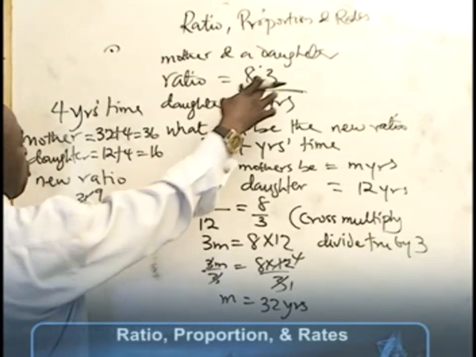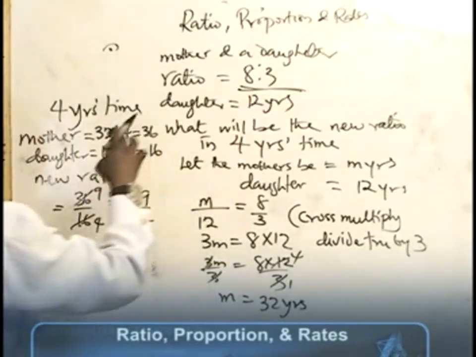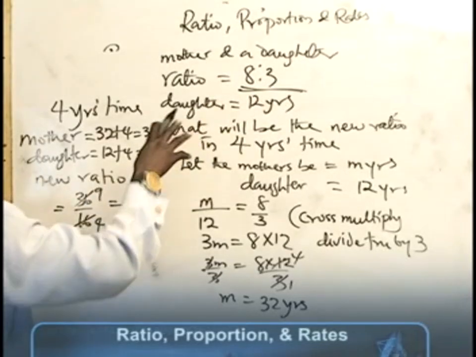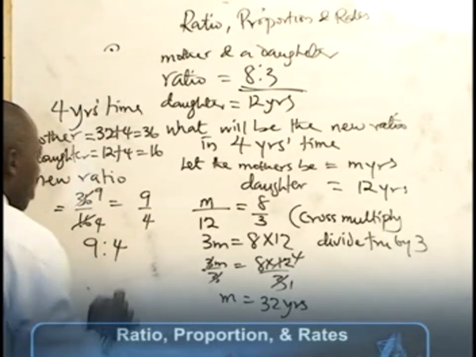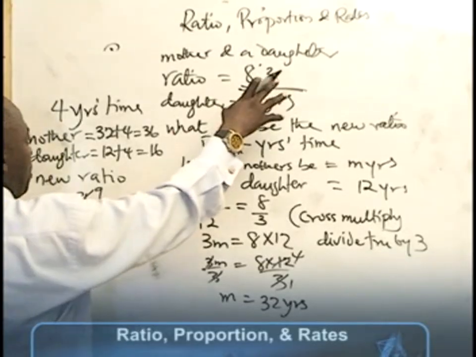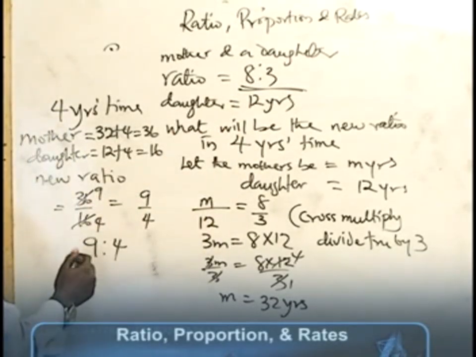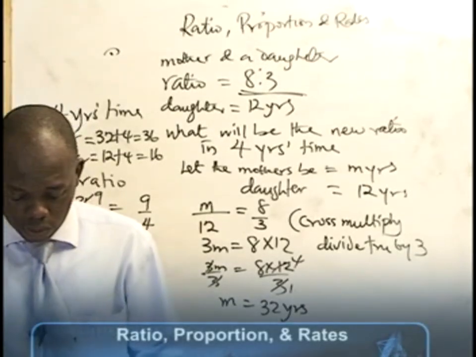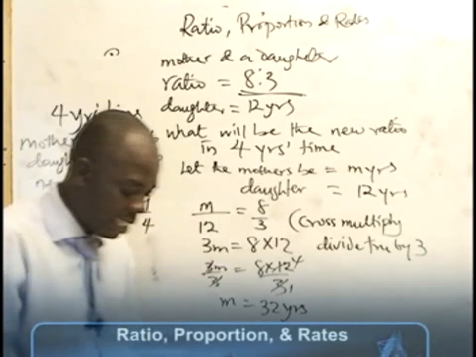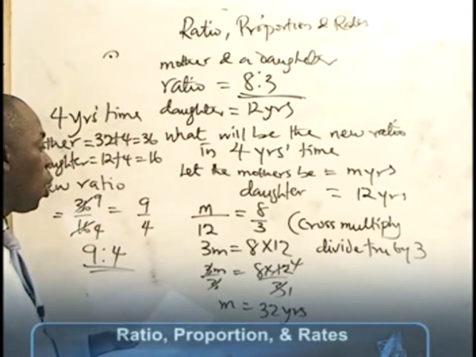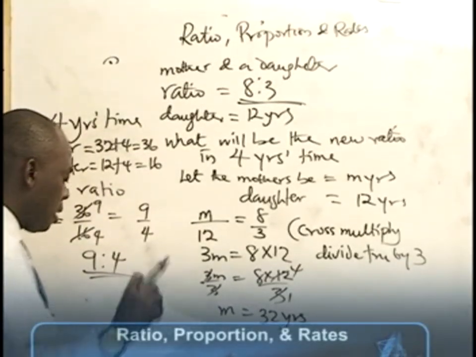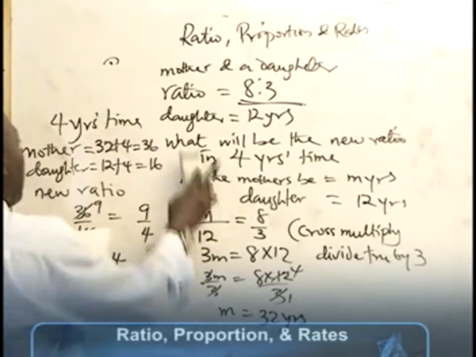4 years ago, it was 8 over 3. Currently it's 8 ratio 3, and in 4 years' time, the new ratio will be 9 ratio 4. And that is that about ratio. Now let's quickly take the last one, and then we'll move on to the second section in the syllabus of mathematics. Second section.